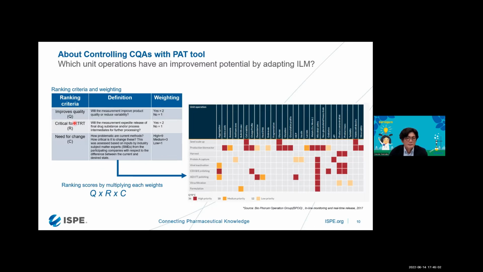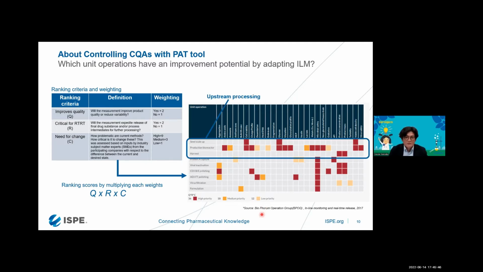So as one of the criteria, Q indicates whether the inline monitoring technology contributes to each quality, and R indicates whether the inline monitoring will contribute to release of the final drug or intermediate. And C indicates whether the current test method has any problem and whether it needs improvement. The right side table shows the result of the ranking for each unit operation and each parameter. Colored is a high priority, yellow shows the medium priority, and light yellow shows the low priority.